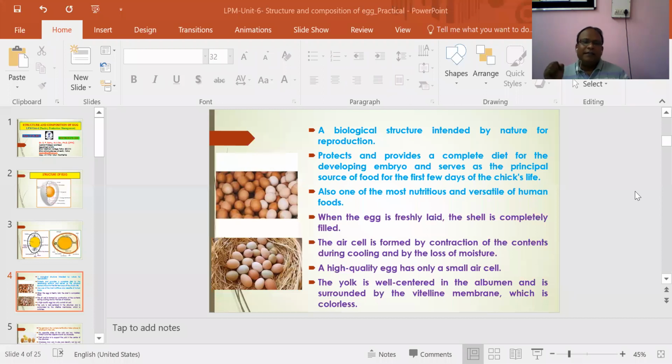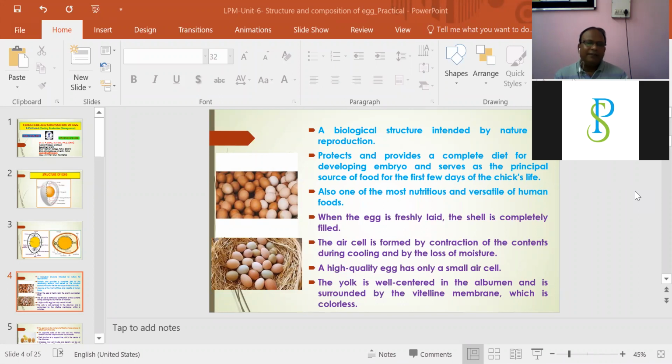The yolk is well centered in the albumin and is surrounded by the vitelline membrane, which is colorless. The yolk is centered in the egg, and it is surrounded by a thin membrane that is called the vitelline membrane, and the color of the vitelline membrane is colorless. It is colorless.